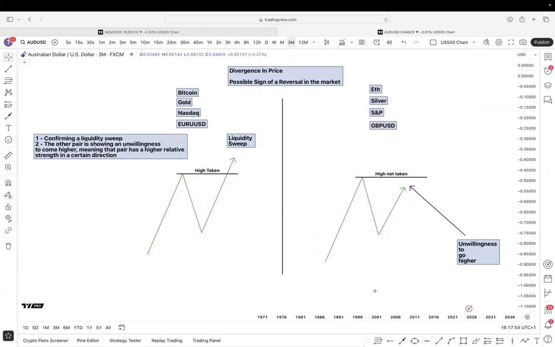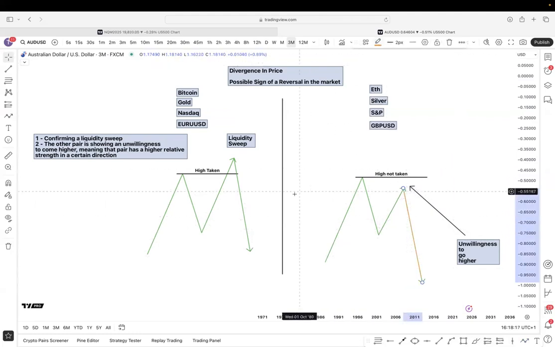Now, where we would look to engage in the market would not actually be right here. There's a couple of ways that we're going to look to engage in the market after we see divergence in price, but mainly what we actually want to see is a clear shift to the downside. Something like this would be what I would want to see essentially play out.